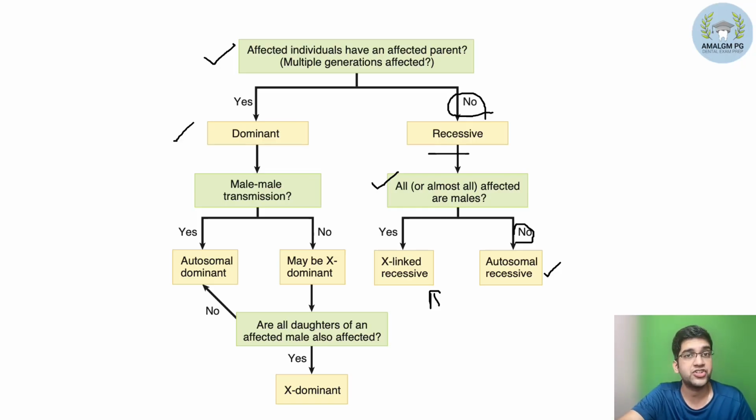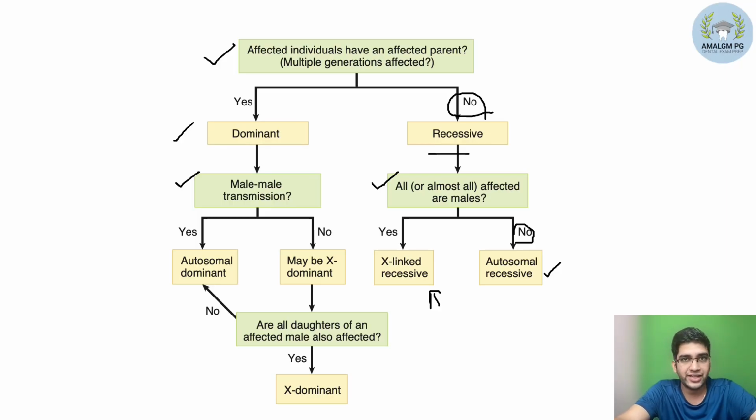If all the generations are affected, I'm repeating, at least one person in every generation should be affected to call it all generations affected. In that case, the next question I'm going to look at is whether there's a male-to-male transmission. What I mean by that is a dad transferring the disease to a son. And I'll give you an example.